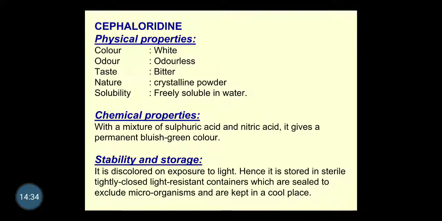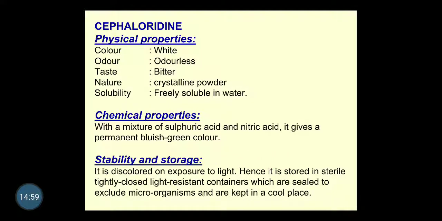Next example among the cephalosporin types of antibiotics is cephaloridine. It is a white, odorless, bitter crystalline powder, freely soluble in water. It shows the same chemical property, but forms a blue-green color. In case of cephalexin it gives the yellow color, but in case of cephaloridine, when reacted with the acid mixture, it gives a bluish green color.